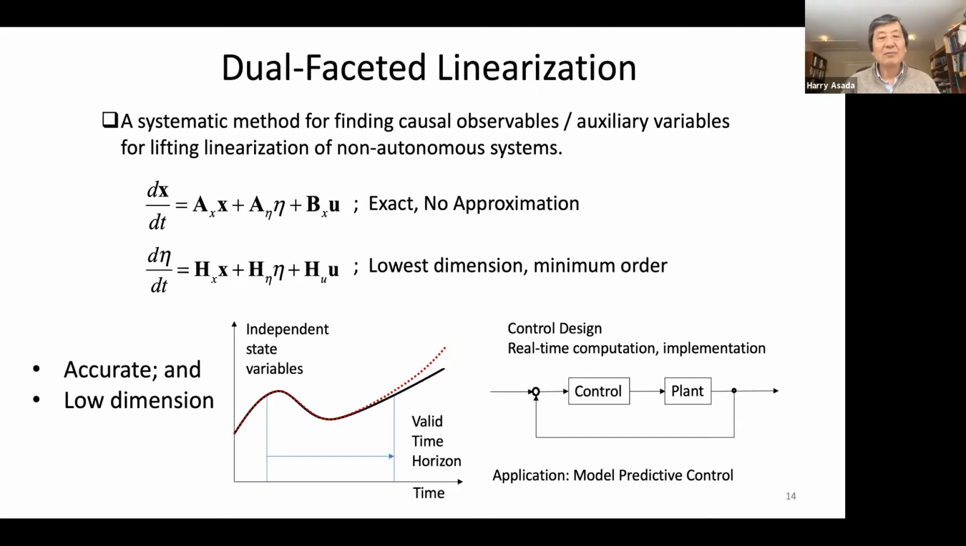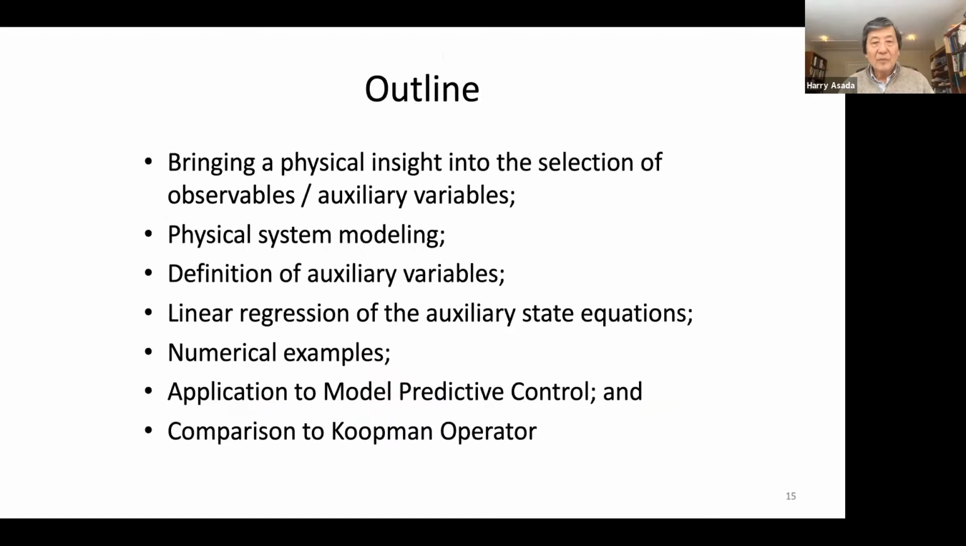such as convex optimization. So the outline is to bring physical insight into the selection of observables and auxiliary variables, and the physical system modeling theory is to be brought in, and the definitions of auxiliary variables are given, and the linear regression of auxiliary state equations will be derived as a second state equation, and I will give you some numerical examples, and then apply this to model predictive control. Okay, and then we do some comparison to the Koopman operator.